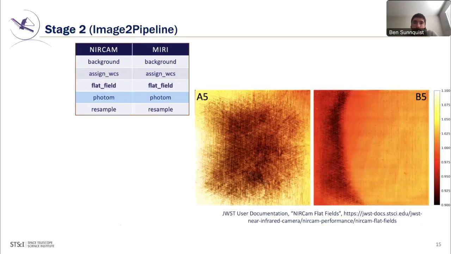After that is the photom step. This is the step that multiplies a scalar value onto the data to convert from counts per second to megajanskys per steradian. A pixel area map is also going to be appended to the data in this step. And now the output of the photom step is going to be the final cal.fits file we'll use in stage 3. However, there is one more step run called resample, and this step just creates an undistorted version of each cal file, but it's not actually used for the rest of the pipeline. It's just useful in some other applications.